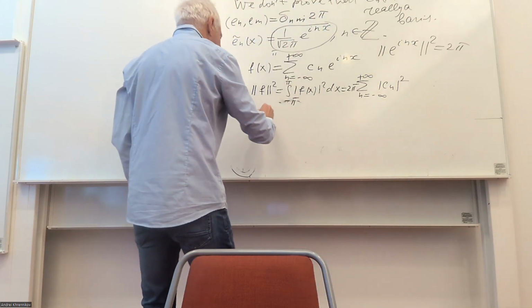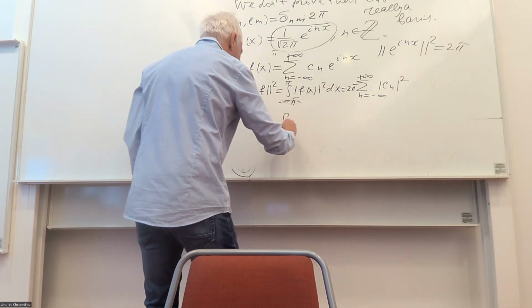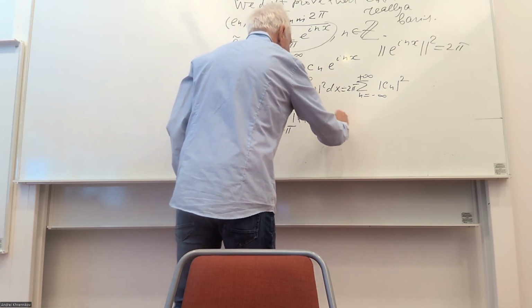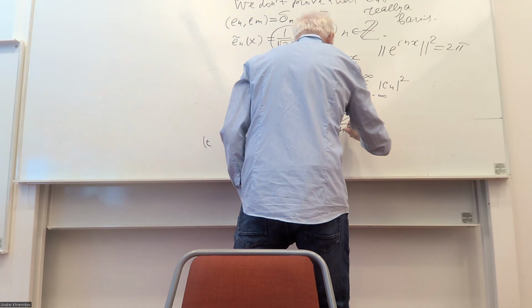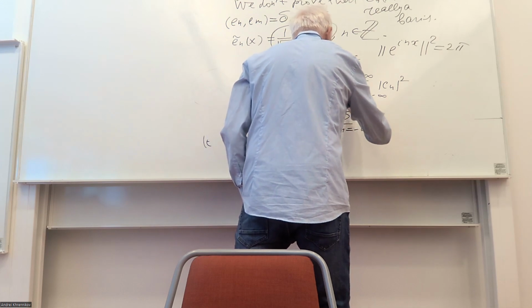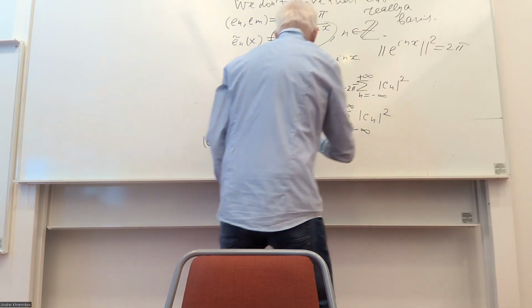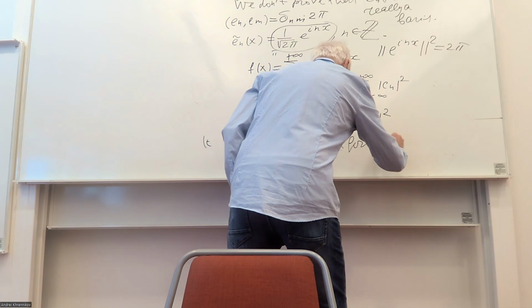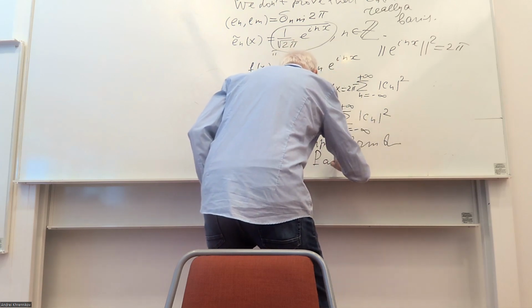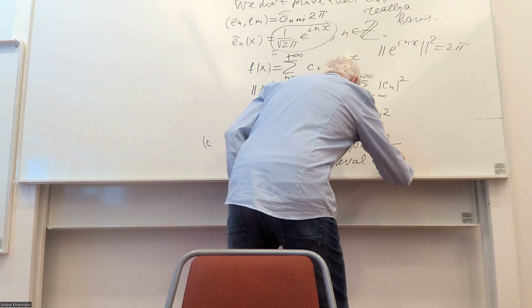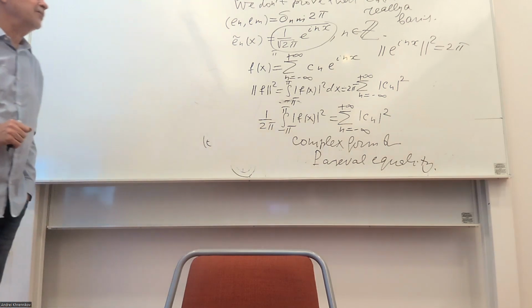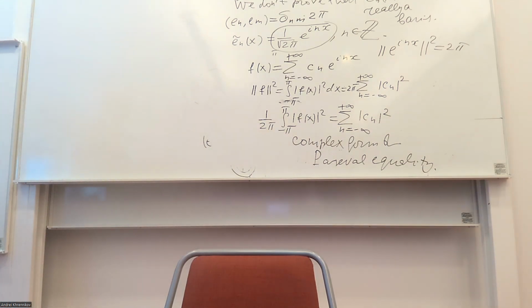So we will get this formula: 1 over 2 pi times the integral from minus pi to pi of f(x) squared is equal to the sum from minus infinity to plus infinity of c_n squared. So this is the complex form of the Parseval equality for Fourier series.